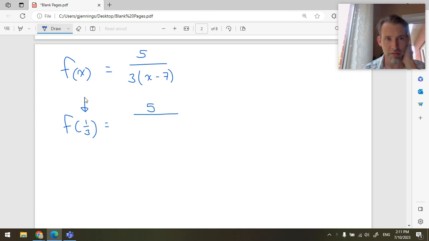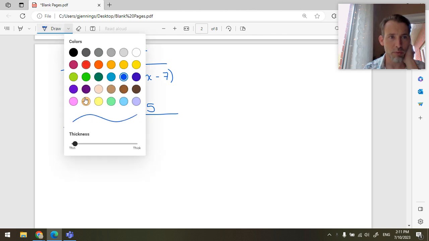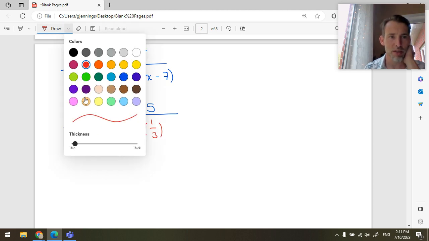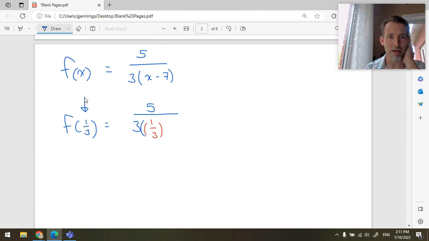So I'll have 5 over 3 multiplied by what? Well, by the x, which is 1 over 3. I'm going to substitute that in there. I can substitute x into brackets wherever I do my substitutions, just for an extra layer of clarity. Then I'm going to subtract 7 from that, because that's what the original function asked me to do.